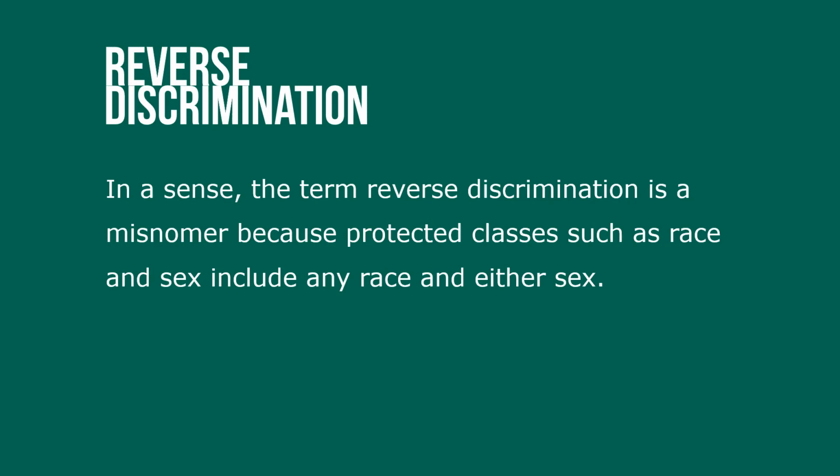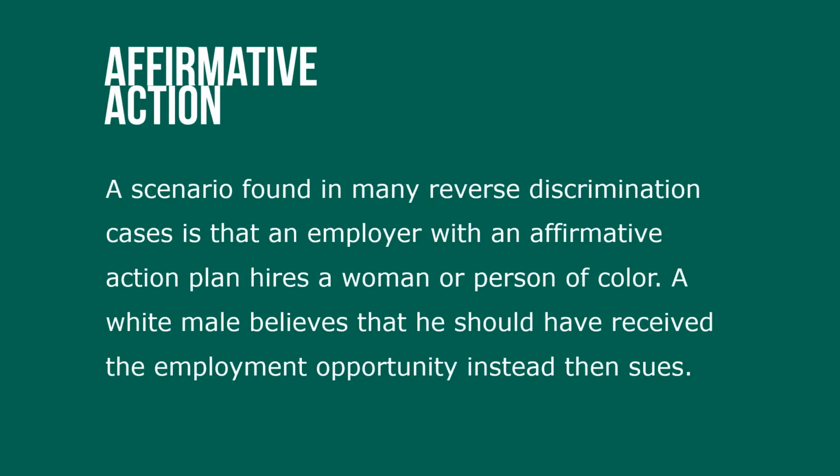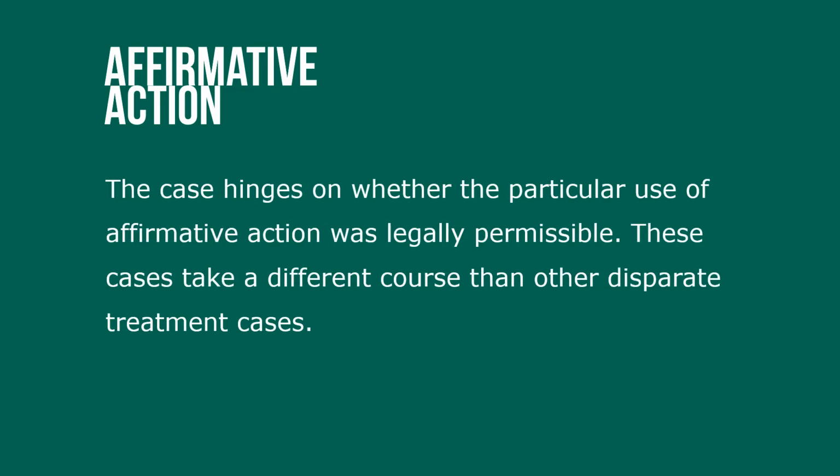In a sense, the term reverse discrimination is a misnomer because protected classes such as race and sex include any race and either sex. A scenario found in many reverse discrimination cases is that an employer with an affirmative action plan hires a woman or a person of color. A white male believes that he should have received the employment opportunity instead and sues. The case hinges on whether the particular use of affirmative action was legally permissible. These cases take a different course than other disparate treatment cases.